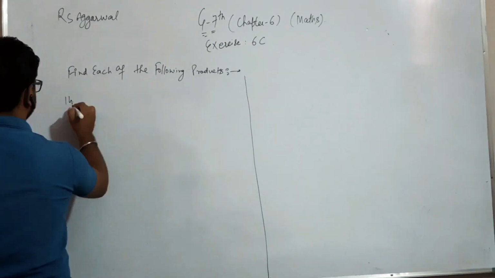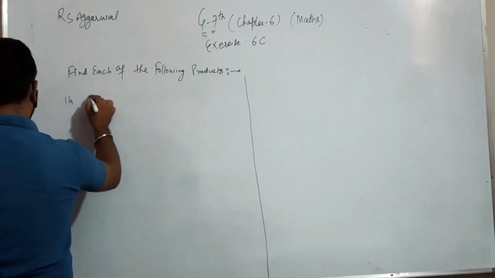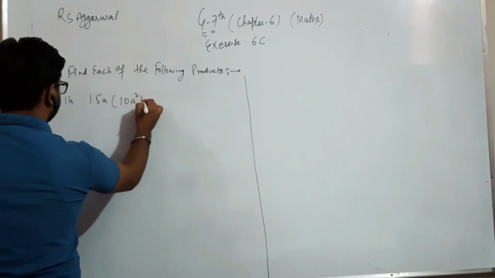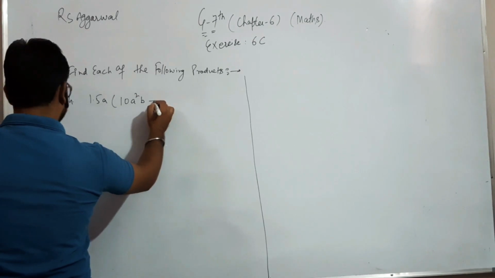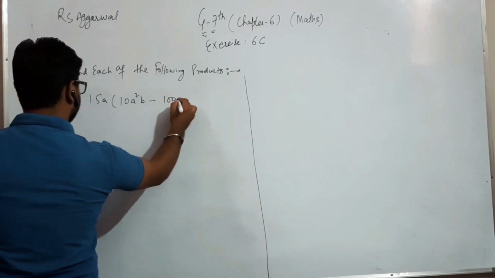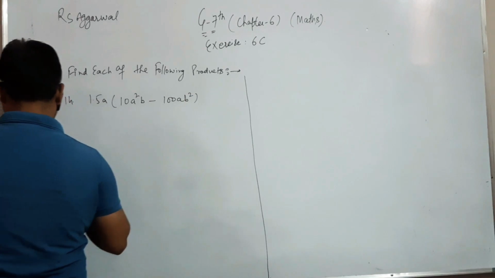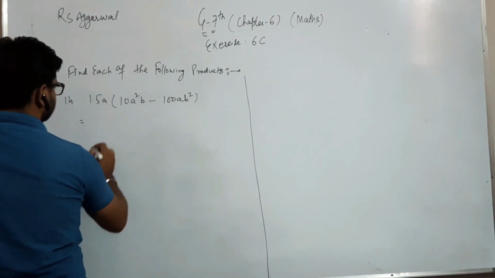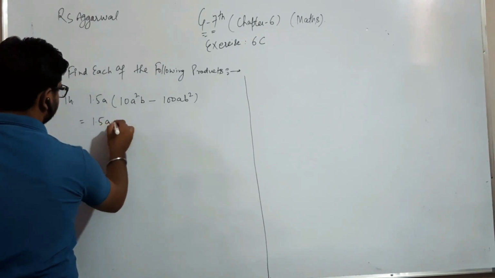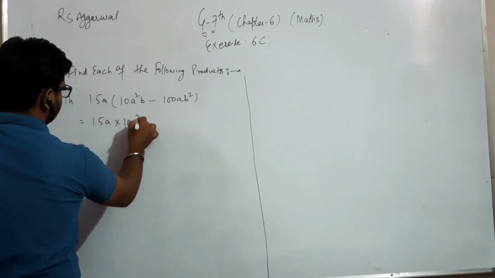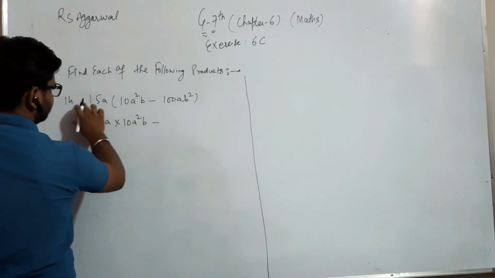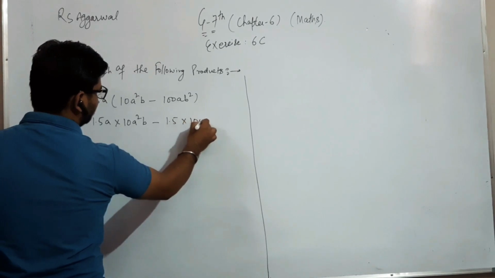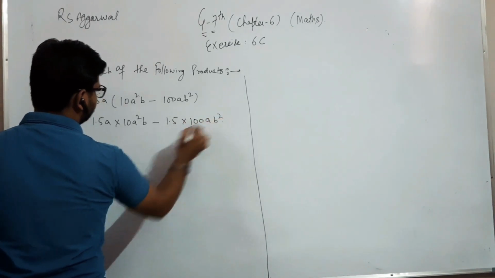So next question of this 6A exercise is 1.5a. This is all multiplied with 10a raised to power 2 and b. Then minus 100 a b raised to power 2. So these questions we are doing first. Then in these questions, first we multiply 1.5a with 10a raised to power 2 and b. Then minus, here the plus minus minus. Then we write 1.5 into 100 a b raised to power 2.